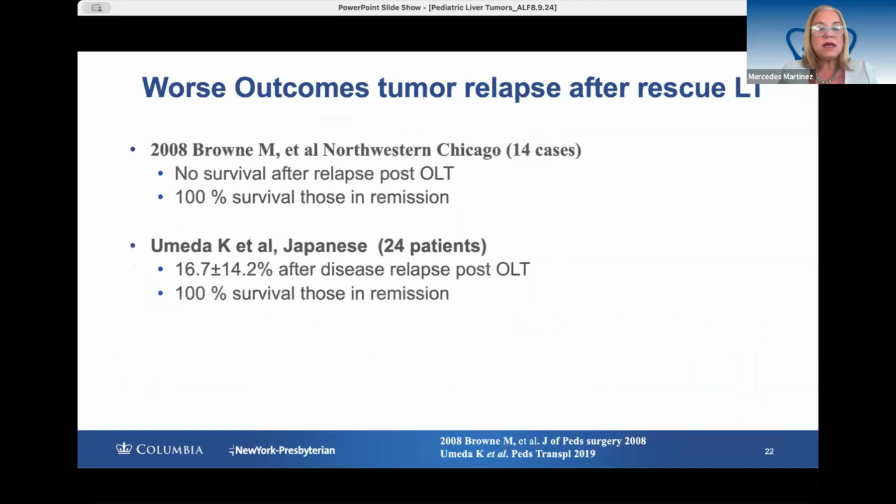The other thing that is important is what happens when the tumor comes back. And this is unanimous among people who have reported this. If you have tumor relapse after the liver transplant, basically the survival is very poor or there is no survival, while the patients that don't have any relapse have almost 100% survival. Then the key here is patient selection. Try to do the transplant early rather than late, and try to make sure that you give adjuvant chemotherapy and prevent recurrence in your patients.